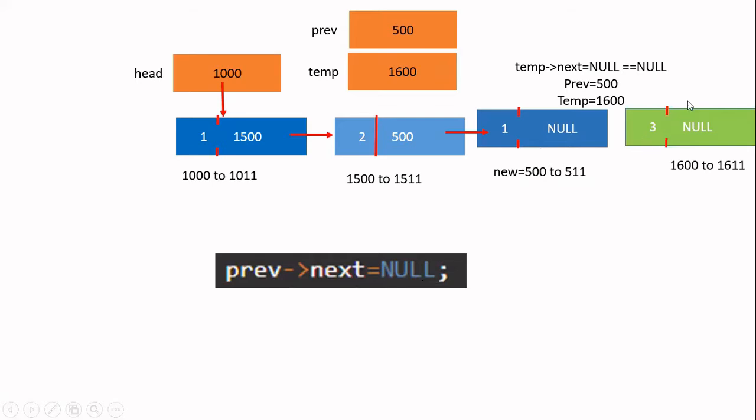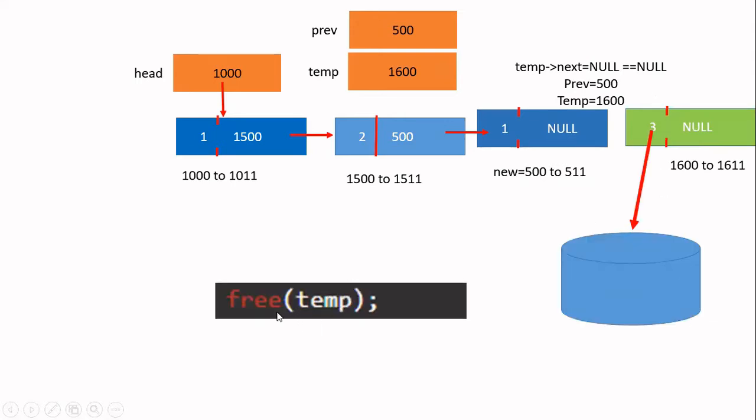The next step is you have to return it to your free memory. You have to call the function free and return this one. See the next, I am calling free. To free, I have to pass the starting address of this green block. The starting address of this green block is 1600 and that is available in temp. So I have to pass temp to that. If I do that, this will be returned to the free memory.